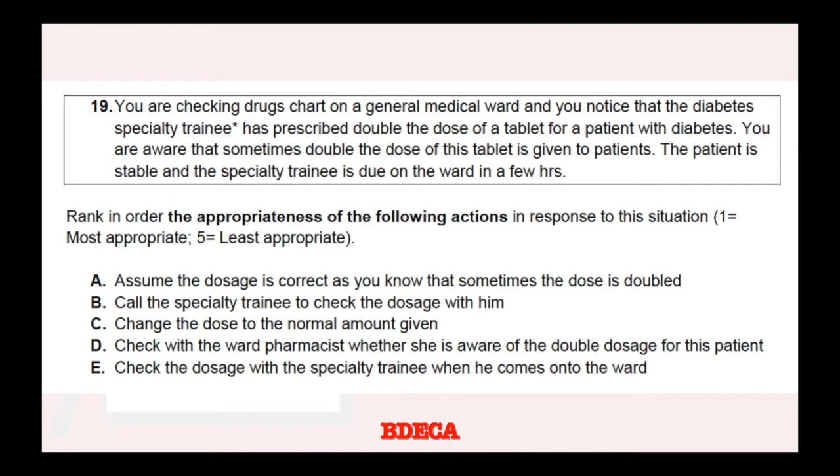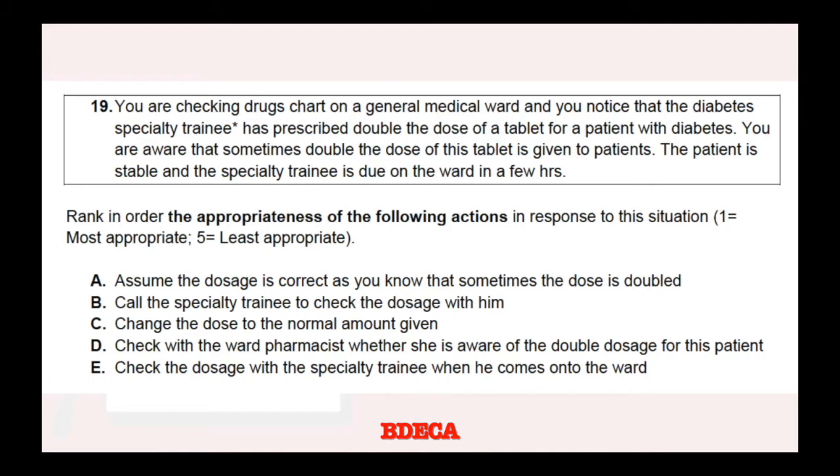So the first option is B, call the ST to check the dose with him. This is pretty straightforward. You are asking the prescribing doctor about why they gave the double dose. There might be a very good reason, and that might be a learning opportunity for you. And it will show the ST as well that you have picked up this double dose that is not usually given. And if this was potentially an error, you prevent potential harm done to the patient. So it's a win-win-win. And it's a pretty rapid solution to a problem here. So B is your most appropriate answer.